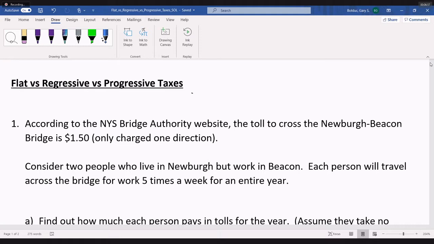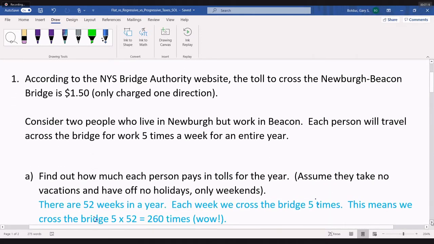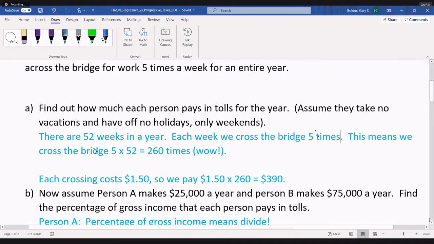So that means that 5 times a week, Monday through Friday, they have to cross the bridge and pay $1.50 each crossing. Right? So we're going to look at how much they have to pay over the year, compare the two people, and see what we can think about what this tax looks like. Part A says, find how much each person pays in tolls for the year.